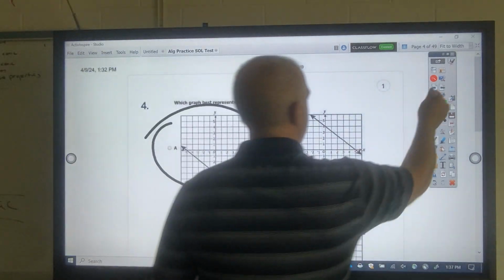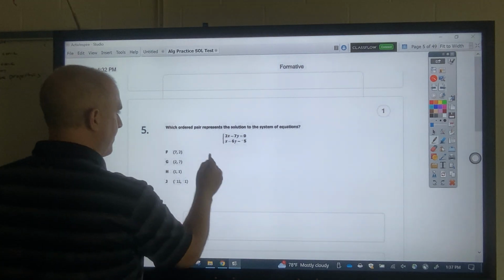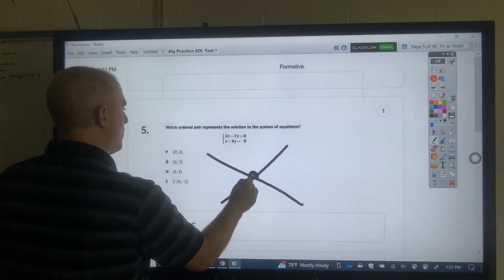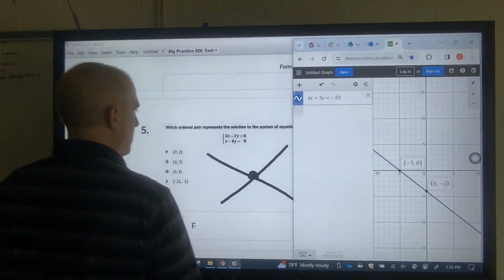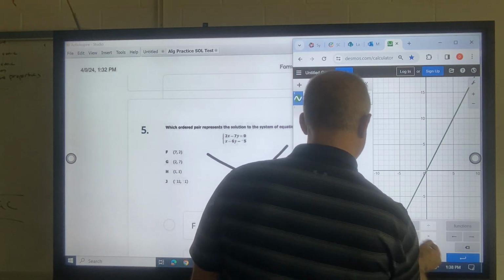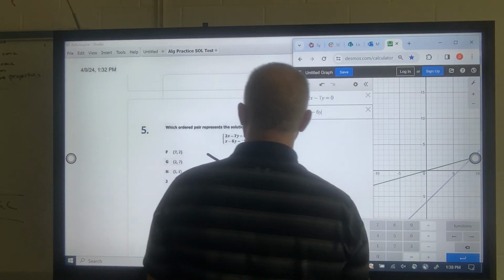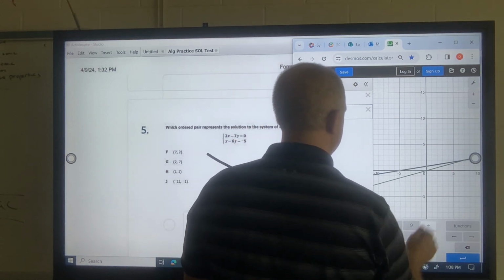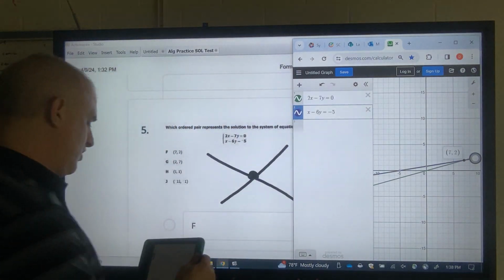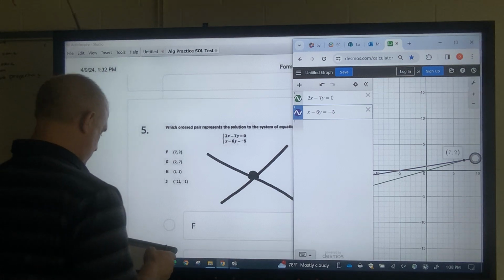Going on to question number 5. Now, what these are is when you have two lines, you're looking for where those cross. We're looking for that intersection. 2x minus 7y equals 0. X minus 6y equals -5. All right, it's going to be 7-2. Let me just make sure that that's the correct thing. Good.